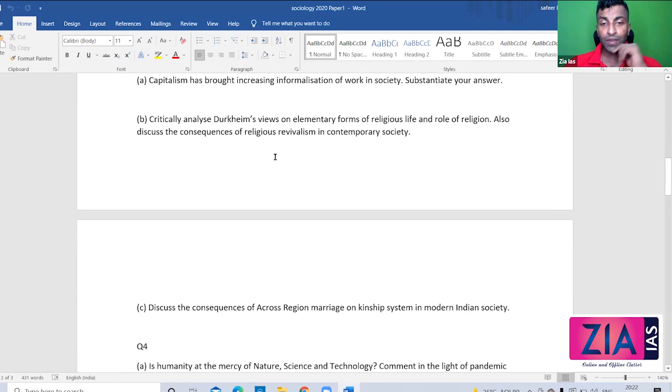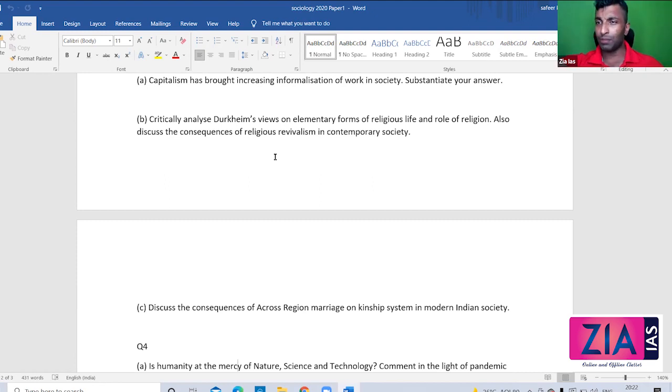Discuss the consequences of across-region marriage on the kinship system in modern Indian society. I don't find any problem with this question also. The across-region marriage concept we discussed already: especially in North India, because of the problem of getting brides, marriages are happening from different regions, different religions and communities. How is it affecting the kinship system in India?